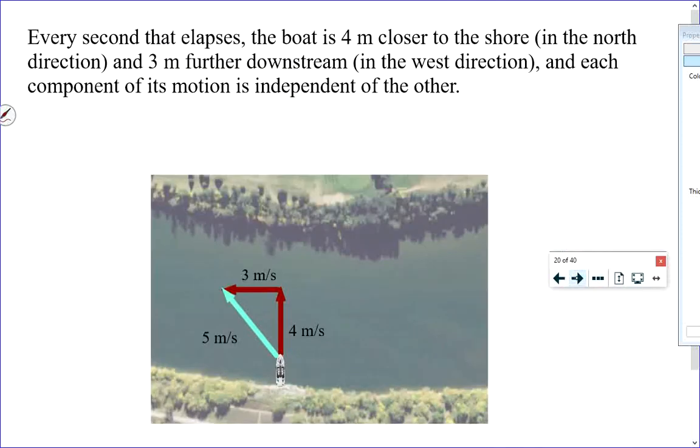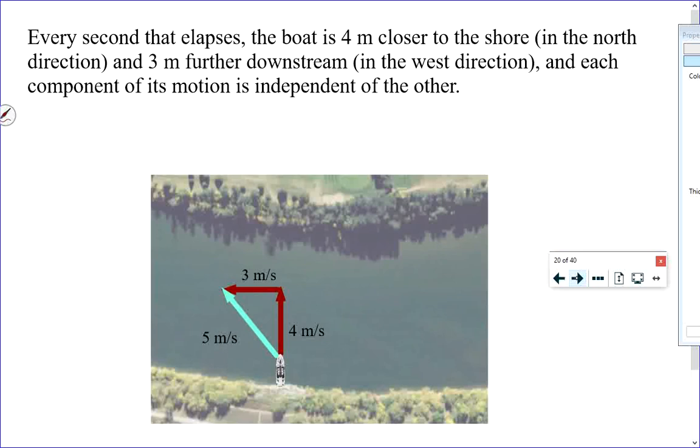So every second that elapses, the boat is 4 meters closer to the shore in the north direction and 3 meters further downstream in the west direction. But the thing I want to really impress on you is the motion horizontally in the west direction and the motion vertically in the north direction are independent of each other.